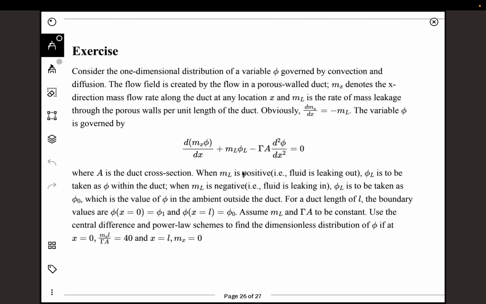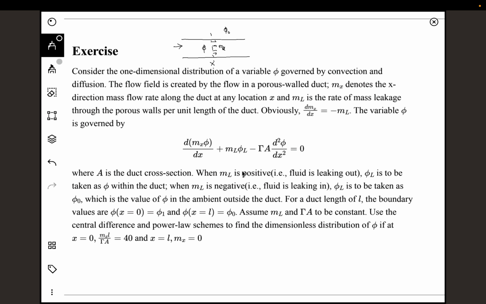Consider this one. Okay, I'll explain the problem a little. So you have a duct and there is some mass flow through the duct, and at any cross section x, the mass flow is given as mx. Now there is some material inside which has a concentration phi, and then there is phi naught outside.